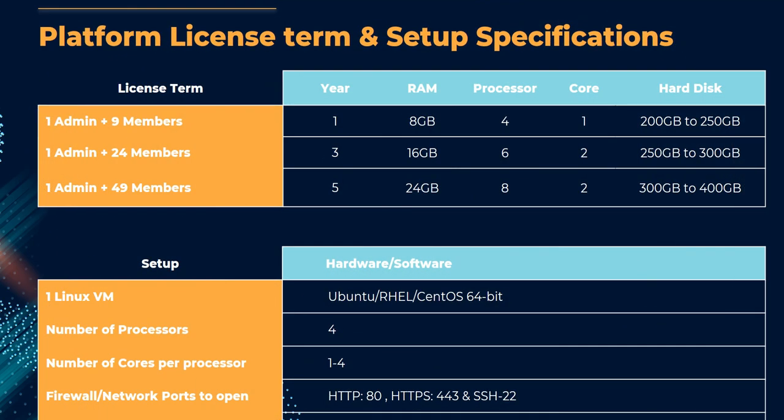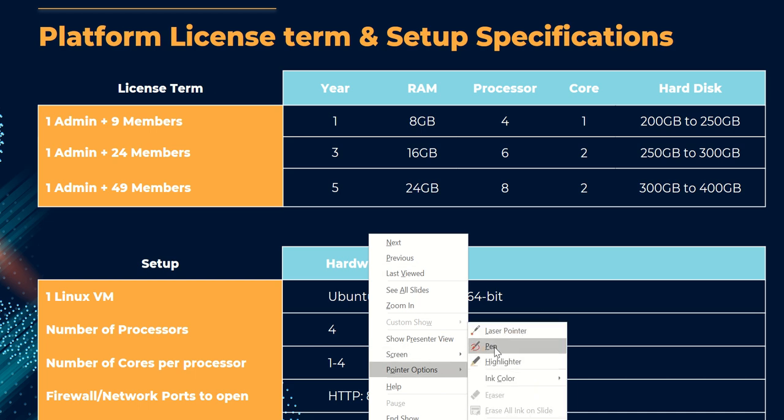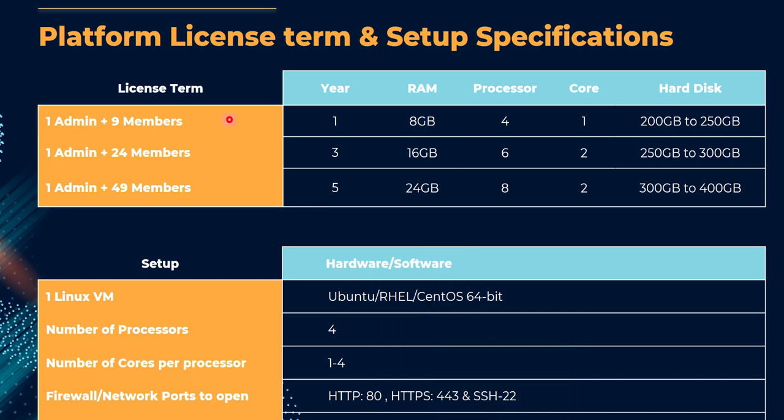And this is very important again. In terms of platform license and setup, what is the requirement? Yes, we have three options. It can be a 10 users license, which has one admin and 9 members, then 25 members, and 49. The setup requirement for the respective license is given here for the VMs, and what type of VM is recommended, as we have already said. It can be deployed on premises on VMware vSphere, as well as on cloud.